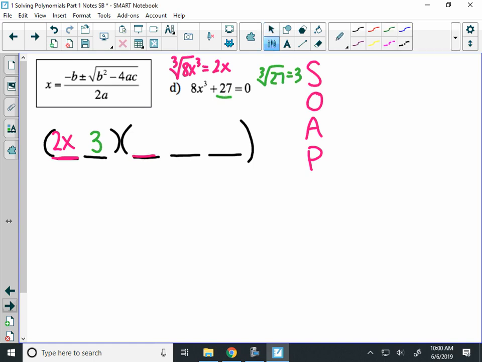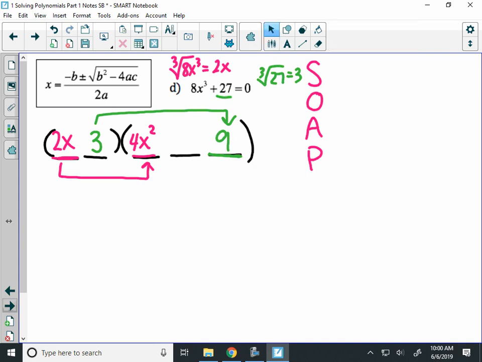The first blank takes the 2x and squares it. So 2 squared is 4, x squared is x squared. Excuse me. The last blank takes the 3 and squares it. Now the middle blank multiplies the 2x and the 3 together. 2x times 3 is 6x.